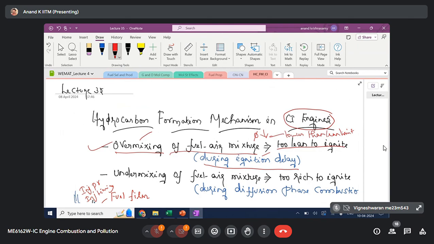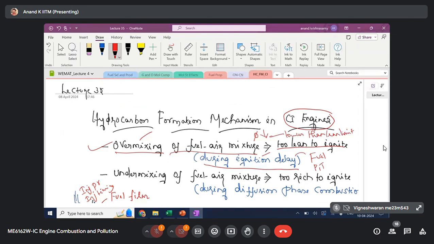When I say that it's a function of ignition delay, it means it's a function of fuel, especially the cetane number of the fuel. When the cetane number is less, you will have less over mixing because the delay time is shorter. It also depends on the pressure and temperature inside the cylinder. When you have high pressure and temperature, the delay time is going to be shorter.